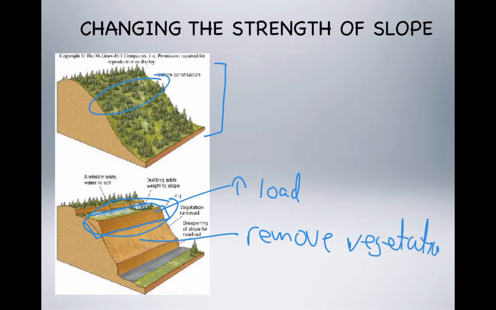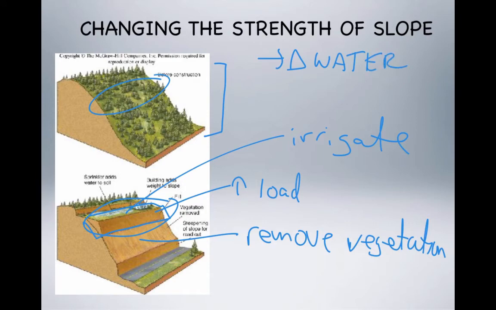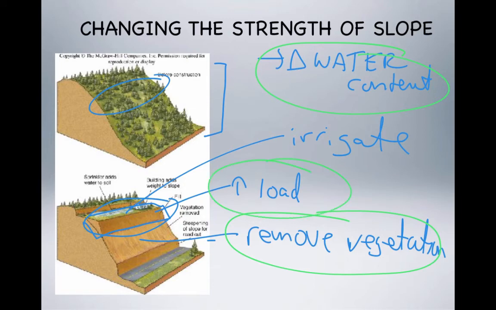And then you have your nice little house on the hill, and so you want to have a nice yard outside. So you irrigate, which also acts to increase the load on the slope. And so these three things, basically, what you've done, you've changed the water content, increased the water content, increasing the pore pressure. You have also removed vegetation. So increased water content, removed vegetation, increased the load, all things that act to change the strength of your slope.